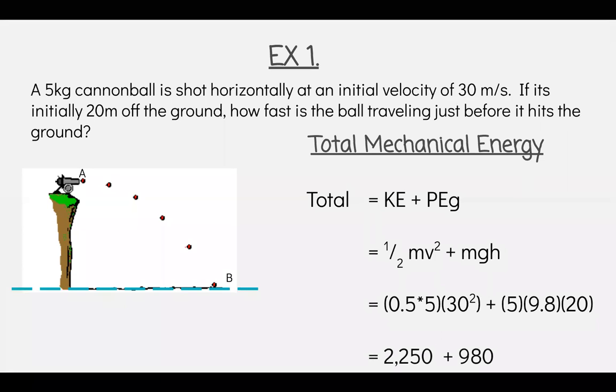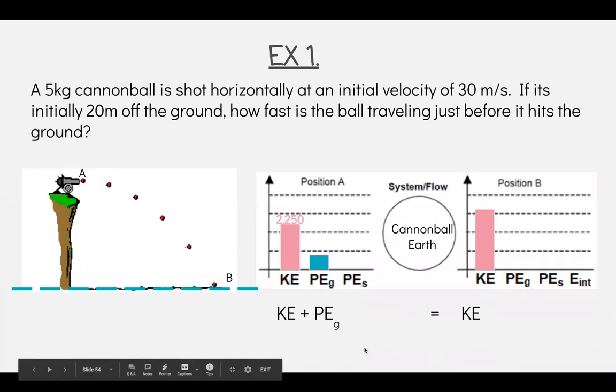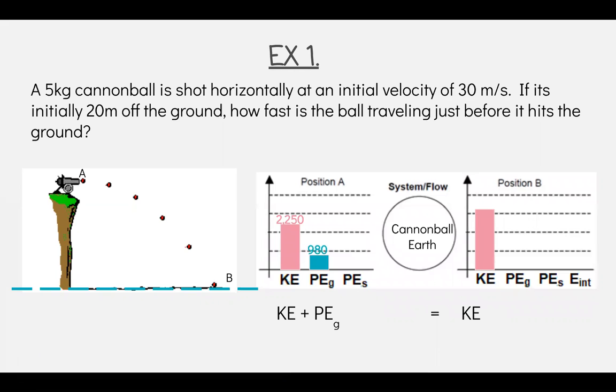And this means there's 2,250 joules of kinetic energy and 980 joules of potential energy. To find the total, I'm just going to add them. So in this case, the total mechanical energy, it's 2,250 plus 980 gives me 3,230 joules of kinetic energy.